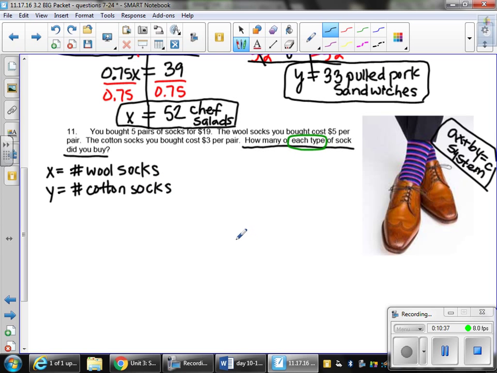And we are now going to mentally group what goes together. Again, I see money present. The wool socks, $5 per pair, cotton socks, $3 per pair. And I have a total, so we know cost is one equation. So let's get that down. Cost. Wool socks, $5 per pair. Cotton socks, $3 per pair. We need to look for total money. And if I look at the first sentence, cost you $19.